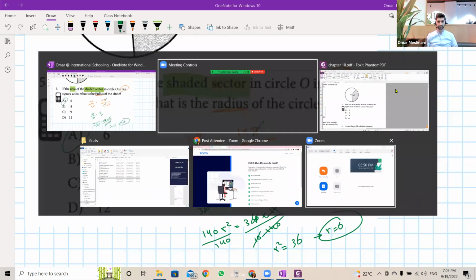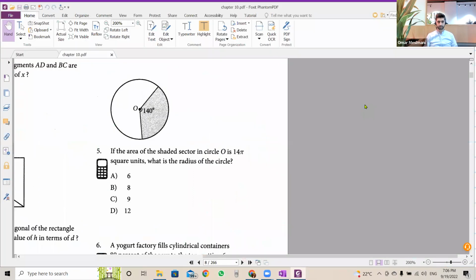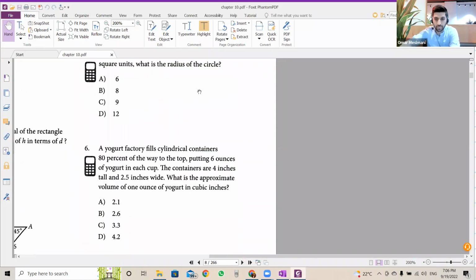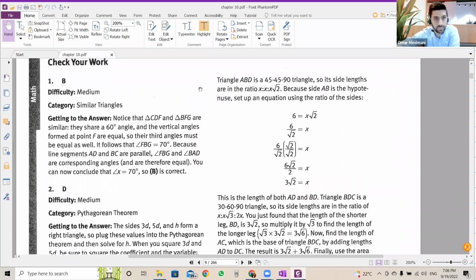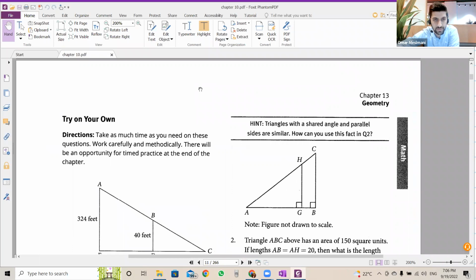If I have to find the sector area, I can just put it as x. I thought it had a formula or something. It's just x if I have to find it in degrees. Yes, exactly. You just do it as an x. Okay.